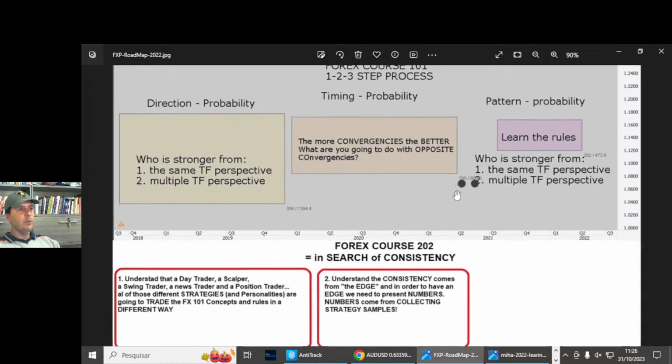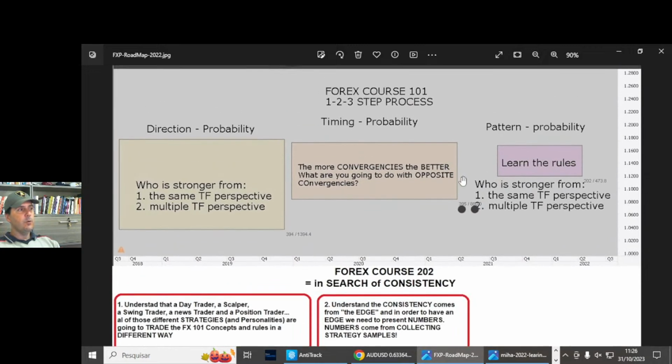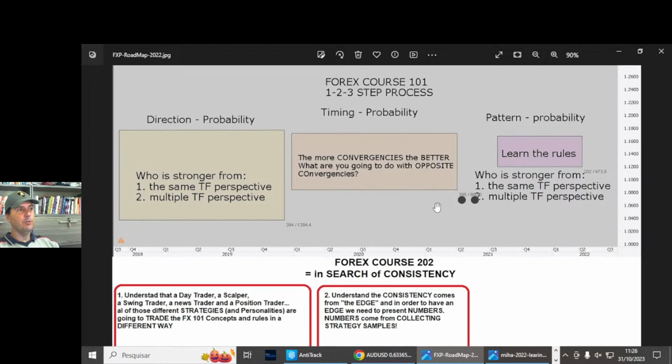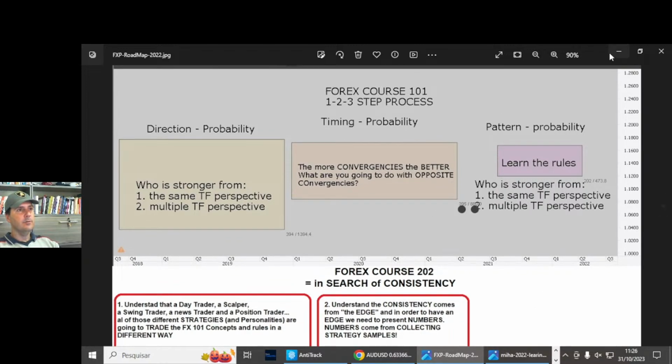So everybody, do you have any questions? Any questions about Forex course 101, direction, probability, timing, pattern? If not, type in the chat a currency pair. Alright, and we're going to analyze together, implementing the concept of the Forex course 101. We're going to do an example just to recap. Alright?